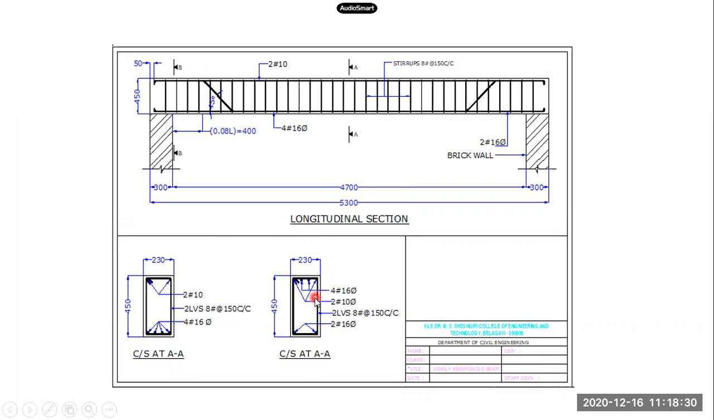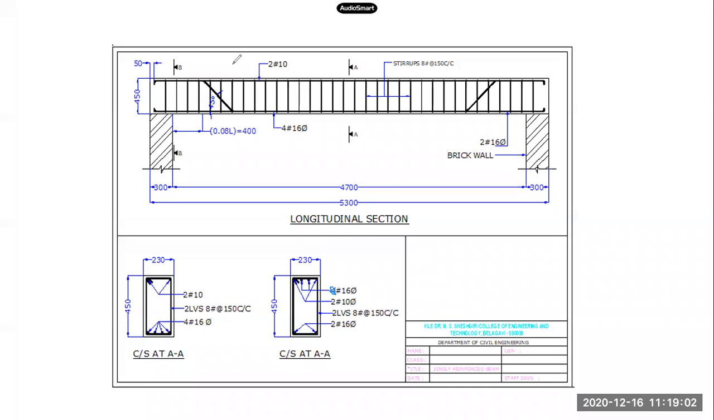So what happened here is due to bent up, 2 bars are coming to the top. 2 bars of 16 diameter are coming to the top. Okay, so this is actually 2 bars of 16 diameter over here in the center, which are coming due to the bent up. And 2 bars of 10 dia are hanger bars. Please take this correction. This is not 4. This is 2 over here. Okay, so that is 2.